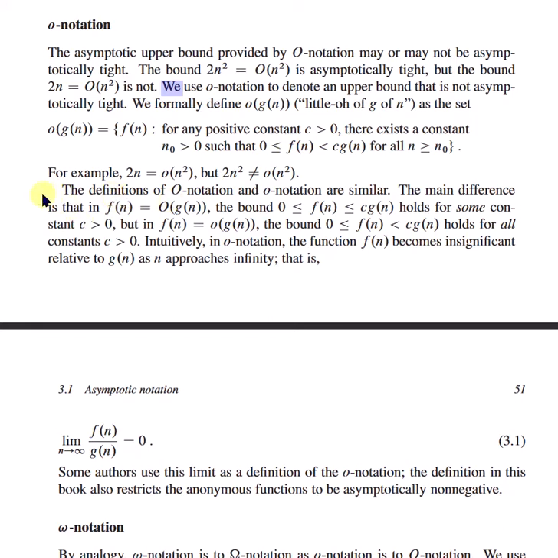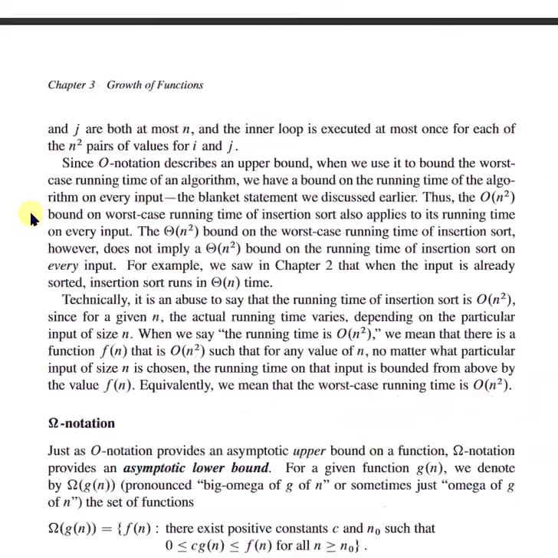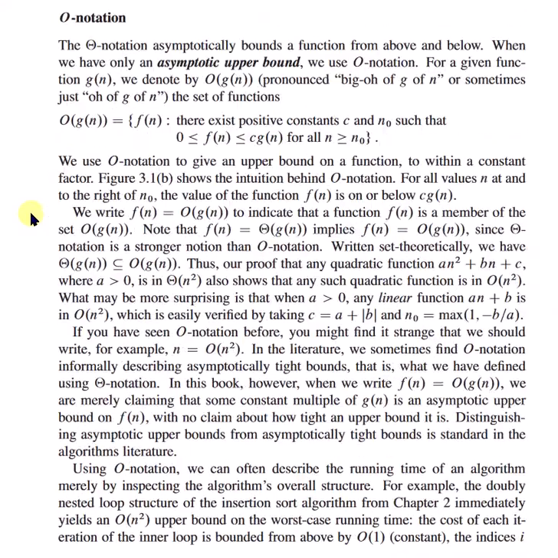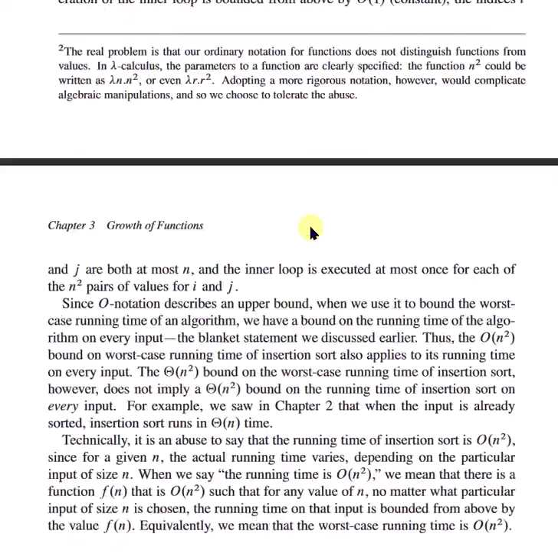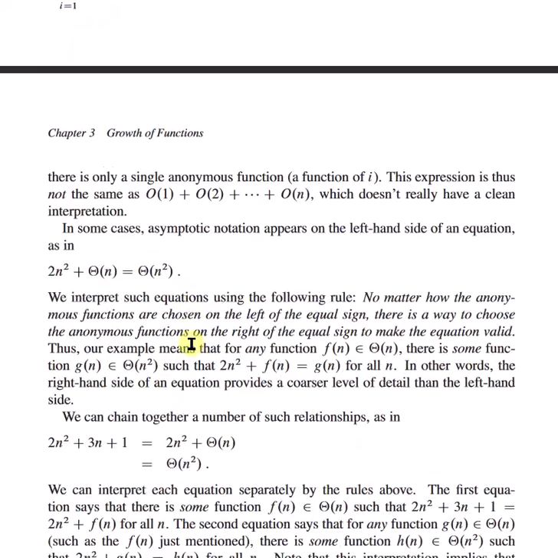The definitions of big O notation and little o notation are similar. The main difference is that in f of n equal to big O of g of n, the bound holds for some constant, but in little o it holds for all constants. Let us go for this big O notation. This is the definition for a positive constant c. But here it is for all c greater than 0.